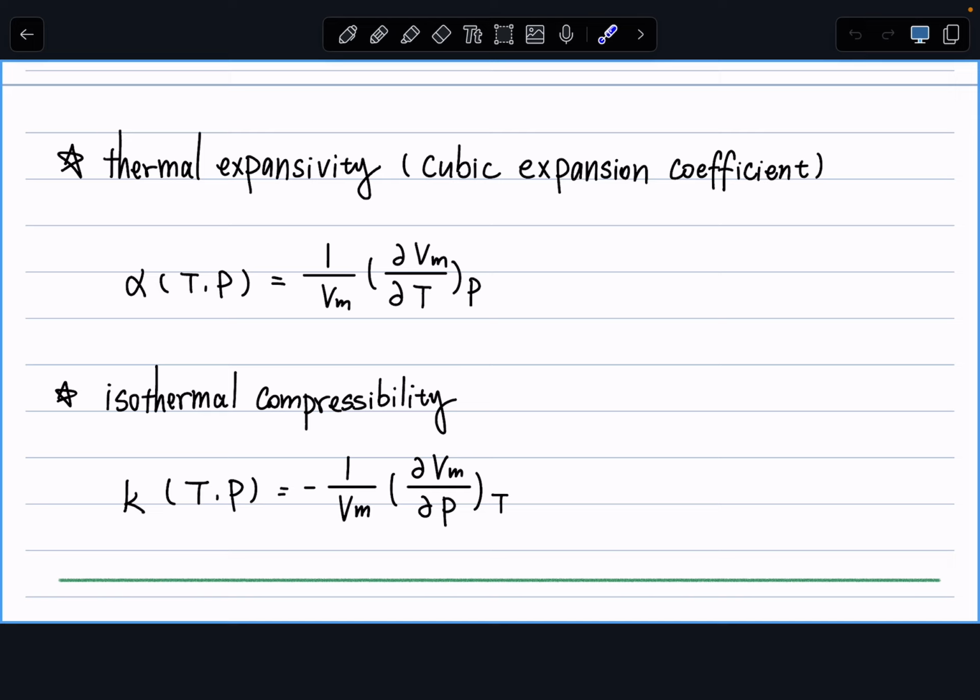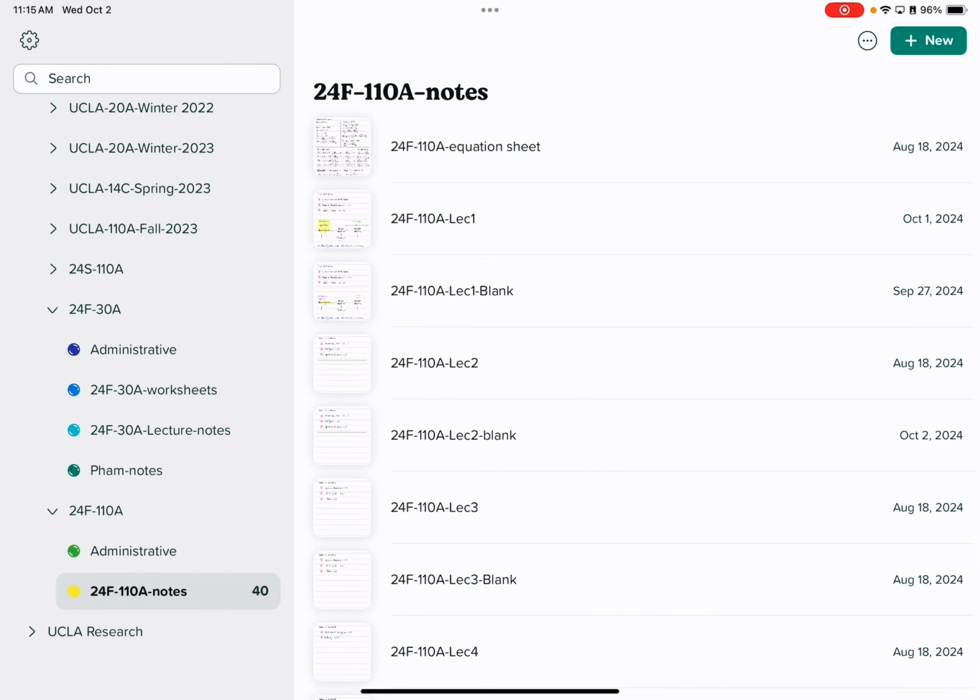All right, so that's about it for chapter 1. Remember, chapter 1 is a basic introduction to terms in thermodynamics, calculus review, and equation of state. And now we're ready to talk about chapter 2. Let's see where we are.